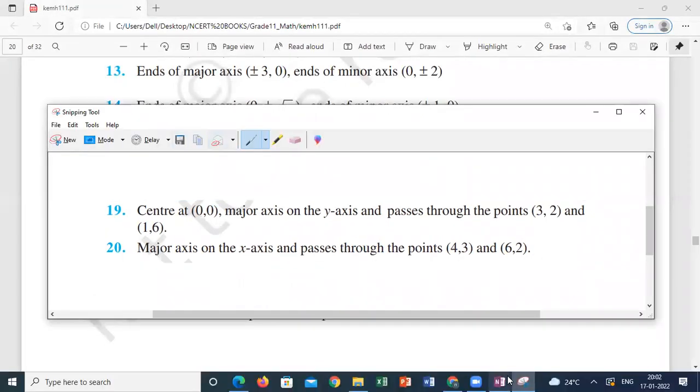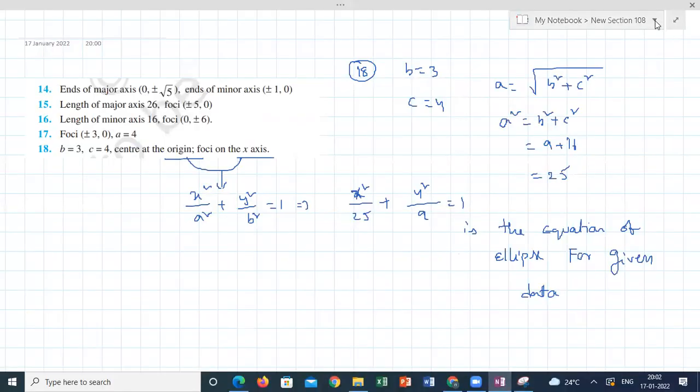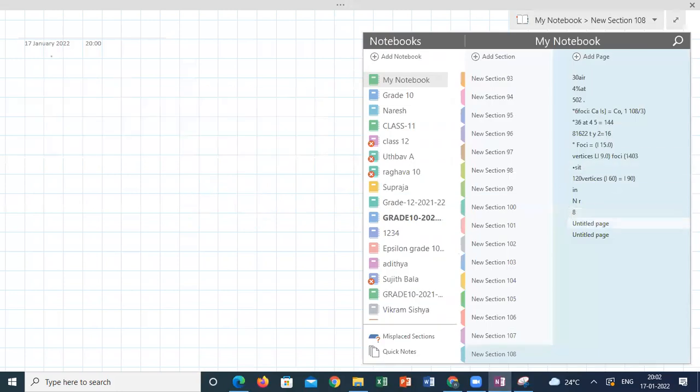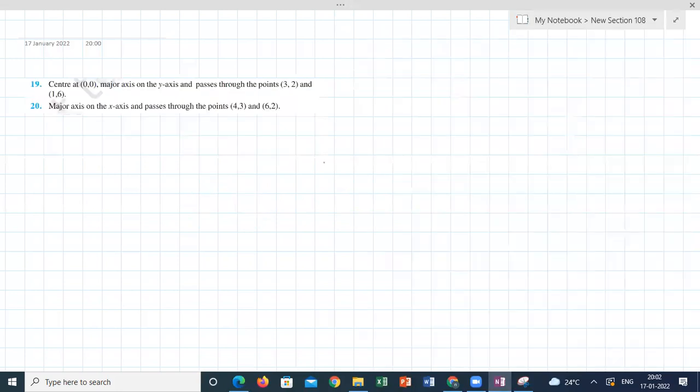This is a little different from previous numericals. Same way, but the data is different. They gave center is 0, 0, major axis is the y-axis, and it passes through the points. So major axis is the y-axis means x square by b square plus y square by a square is equal to 1. And the ellipse is passing through 3, 2 and 1, 6. How to do this question?